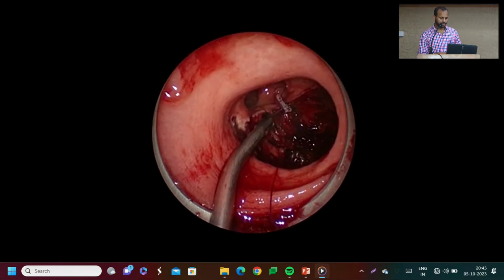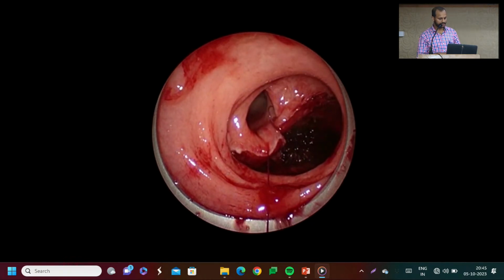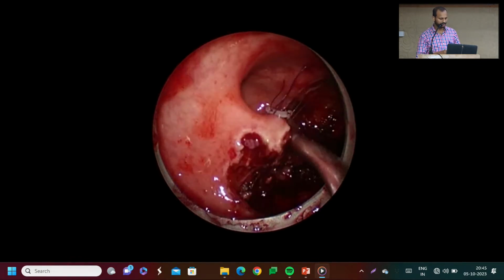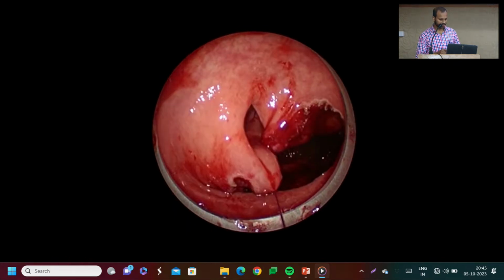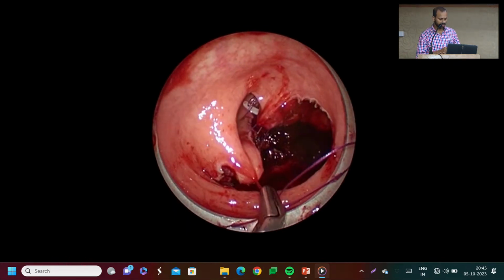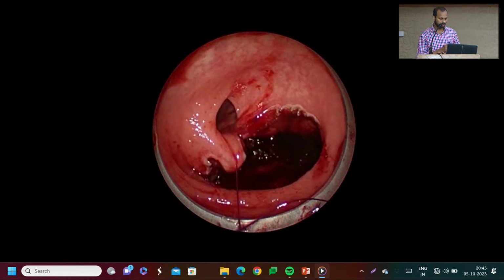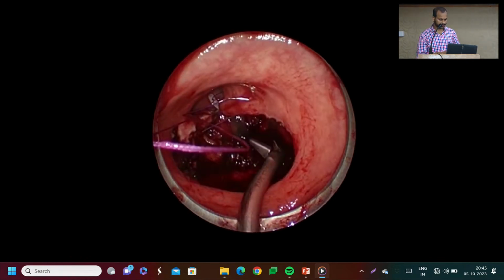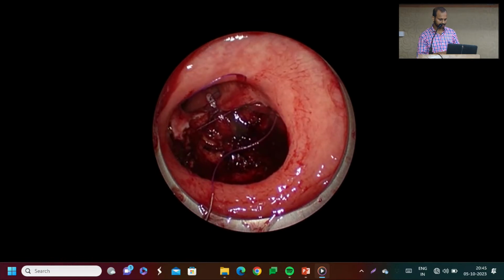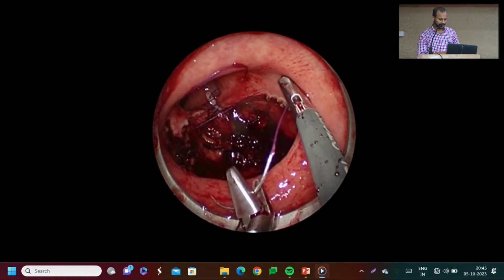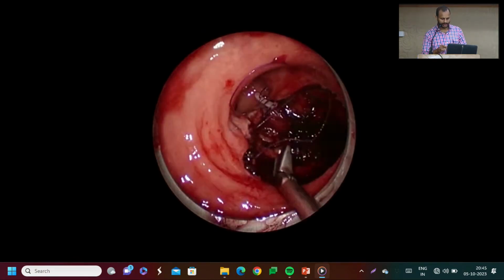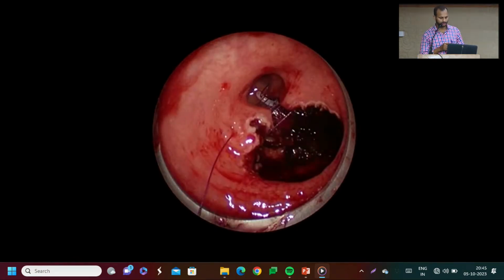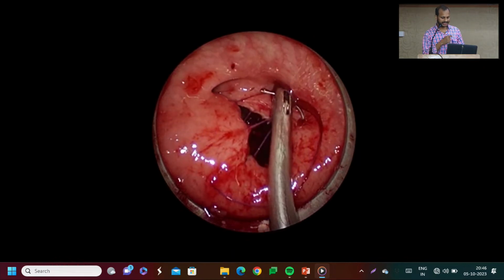We have to close this defect, because otherwise it will come in contact with fecal matter and get infected, and you can get perirectal abscesses. So we have to close the rectal wall watertight. It's possible to place knots inside this rectal lumen. What I do is, after pulling the thread, I place clips.